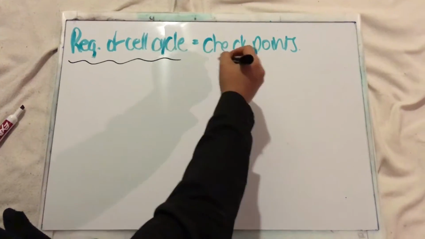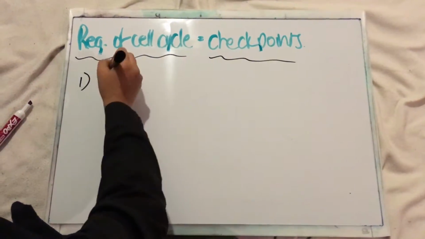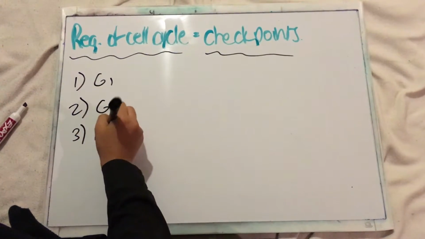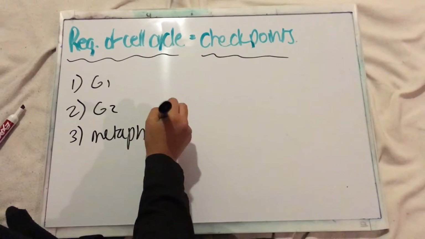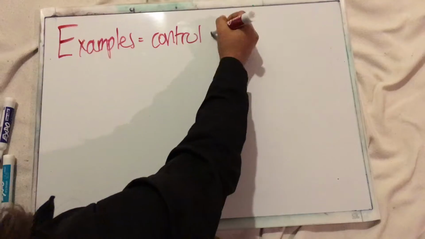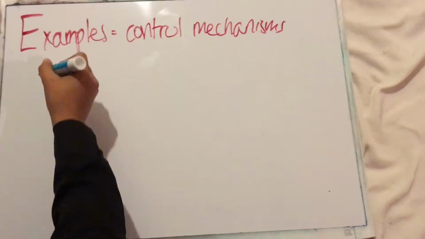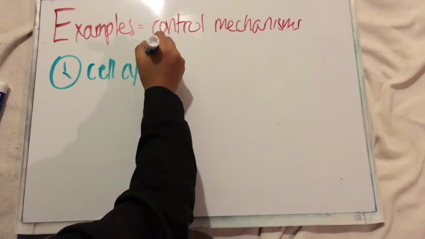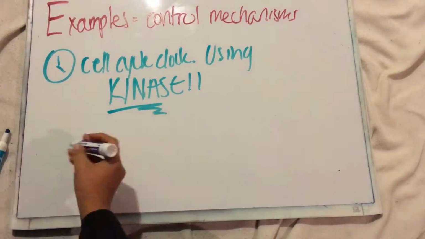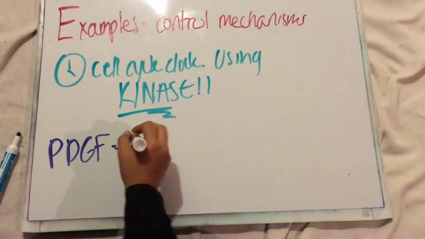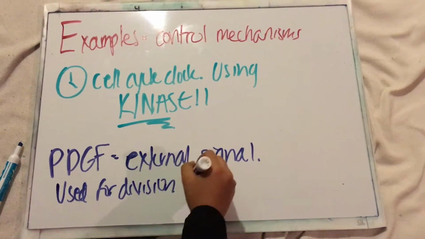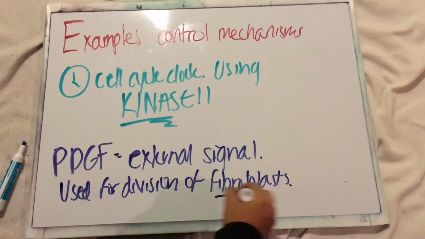Checkpoints are used to control whether a cell is ready to go on to the next step of the cycle. The checkpoints include G1, G2, and metaphase. The cell cycle clock controls the pace of the cells during each cycle. Kinase is the protein that gives the green light for cells to go on to the next phase in the G1 and G2 checkpoint. External cell division signals, like PDGF, are used when an injury occurs and platelets release PDGF, which binds to fibroblasts in order to process the healing of the wound.